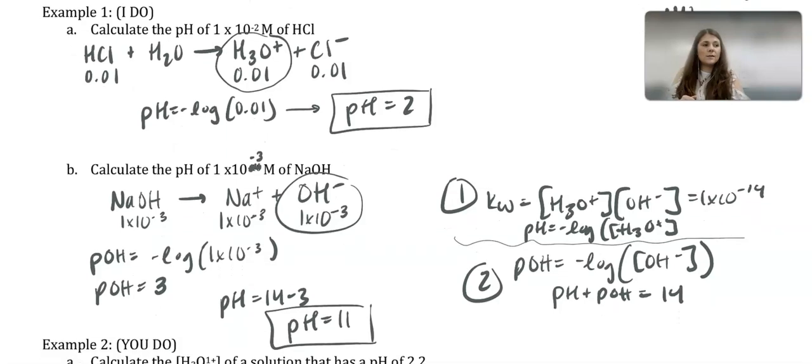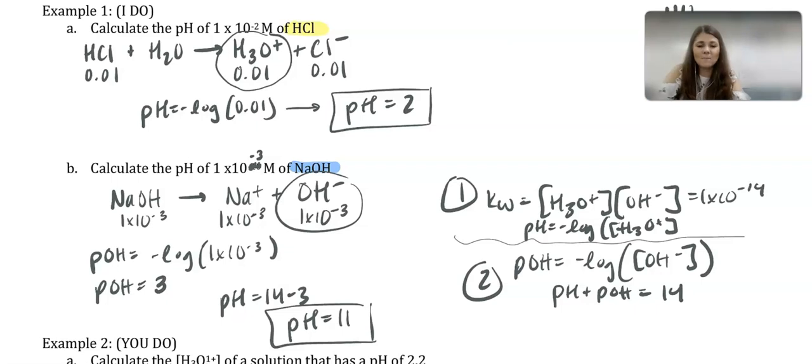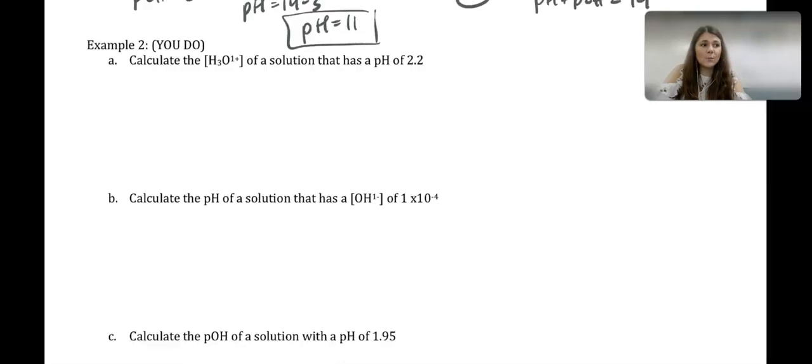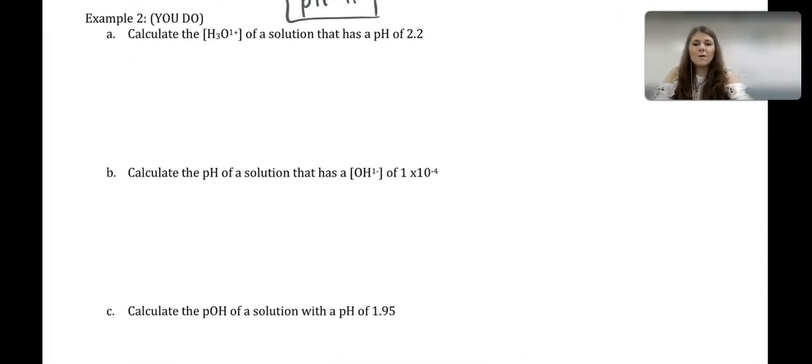Now, both of these, part A and part B, make sense because HCl is an acid, so my pH was less than 7 in an acidic solution. And then in part B, NaOH is a base, so it should have a pH greater than 7, which it did, okay? All right. I actually have 3 example problems for you to try. Why don't you pause the video, try this out yourself, and then press play and I'll go over the answers.